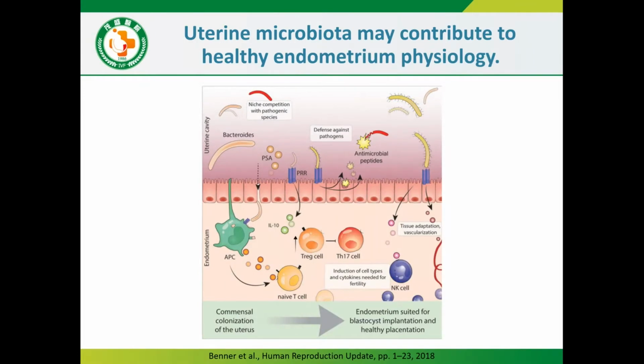Upon pattern recognition receptor stimulation, epithelial cells release soluble factors, such as cytokines, affecting local lymphocyte populations. If bacteria are naturally present in the uterus, similar interaction with host cells, as seen in the mucosa of the gut, can be envisioned.